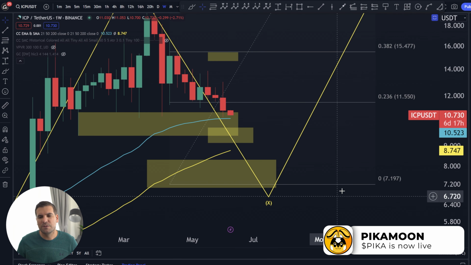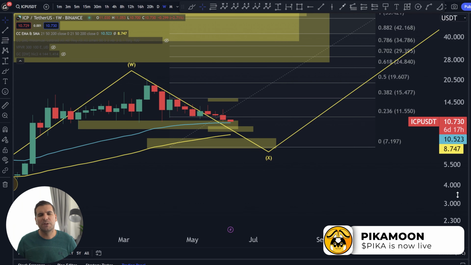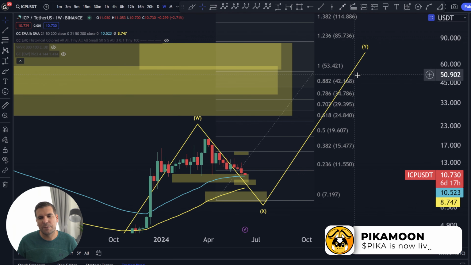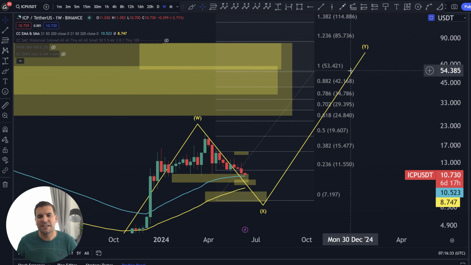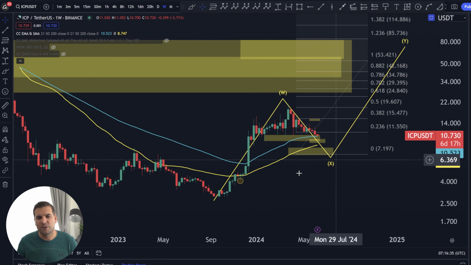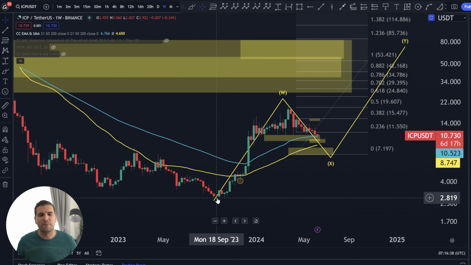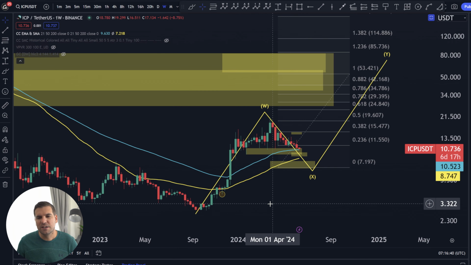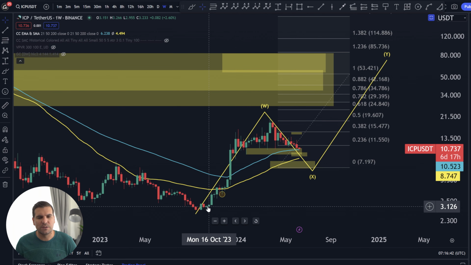Ultimately, though, if we do move down more towards the $7, i.e. we have that bearish play, then that's going to limit your growth. The growth for ICP would then be limited to between $53 and $85, which I think would be phenomenal considering the potential here of buying it just sub $3. So there are some great potential moves to the upside, well over the 10x position.